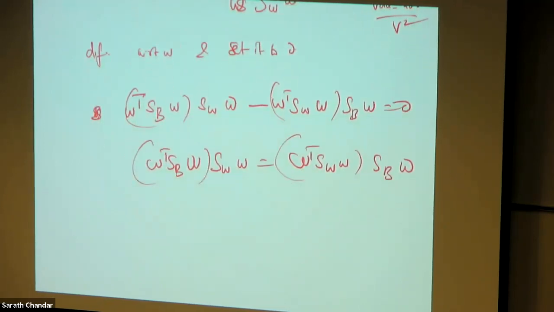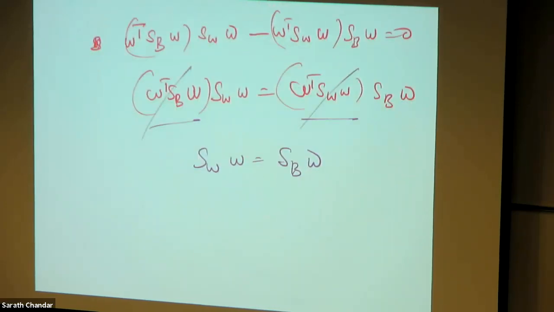Okay, now here is a simplification. We don't care about the magnitude, we only care about the direction, right? Now this is a scalar, this is a scalar, so we can just ignore them. Okay, so then you have SWW is equal to SBW.